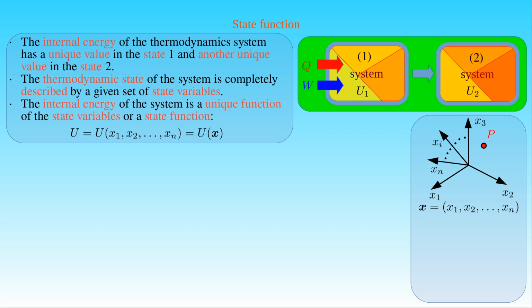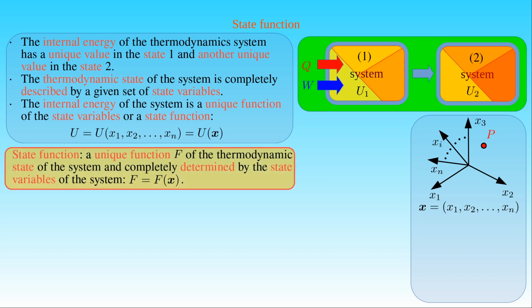In general, we define a state function f as a unique function of the thermodynamic state of the system, that is, a function completely determined by the state variables or the state vector of the system. We have already seen that the pressure P, the volume V and the temperature T of a given amount of ideal gas form the full set of its state variables.